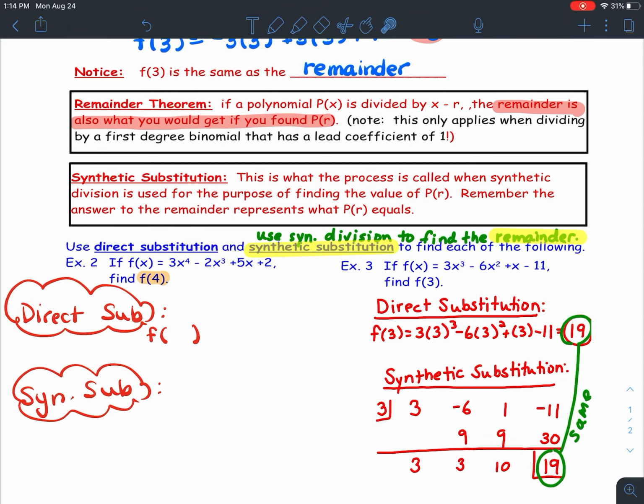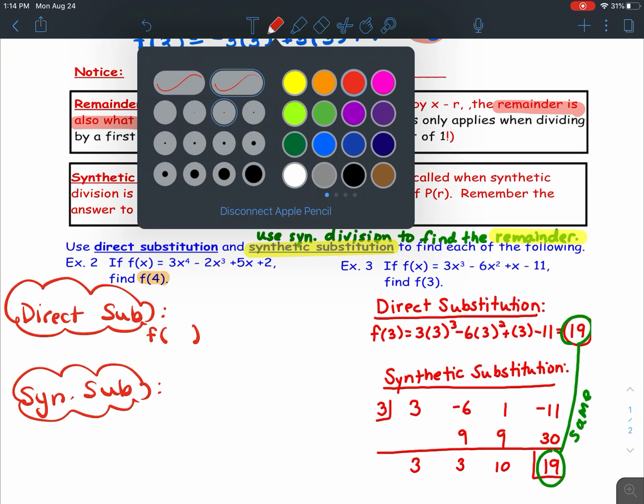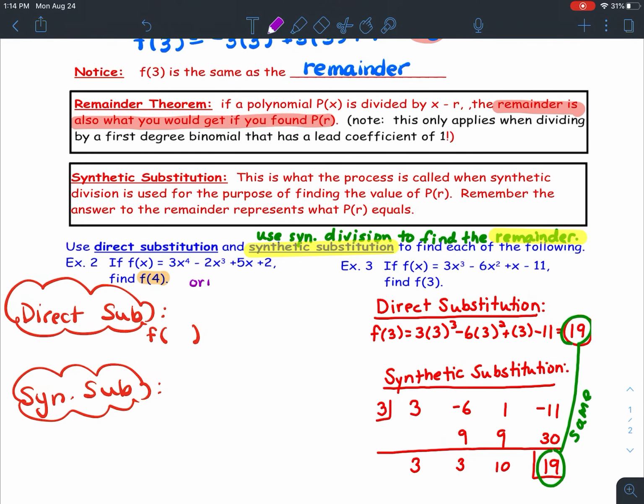So for direct substitution, I should caution you here that if they present the problem like this, f of 4, they have in fact already flipped the sign. Okay, so in other words, the original binomial would have been x minus 4.